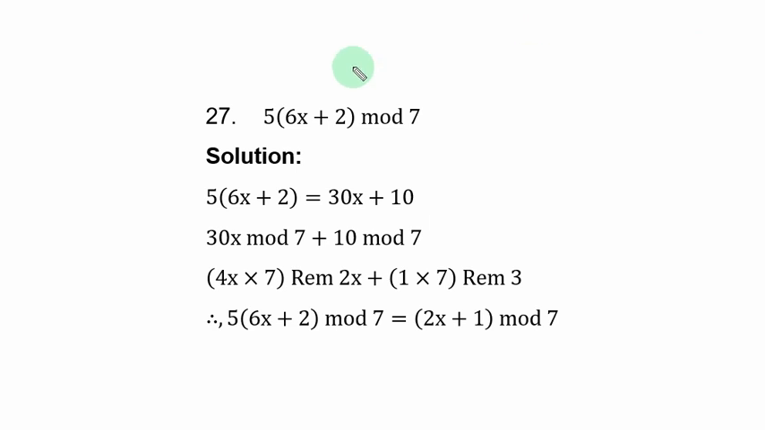Example 27. Simplify 5 bracket open 6s plus 2 bracket close modulo 7. So we expand the expression first by using 5 to open the bracket, where you have 30s plus 10. 5 times 6s is 30s. 5 times plus 2, you have plus 10. We can attach modulo 7 to each term and work out the remainder. So you have 30s modulo 7 plus 10 modulo 7.